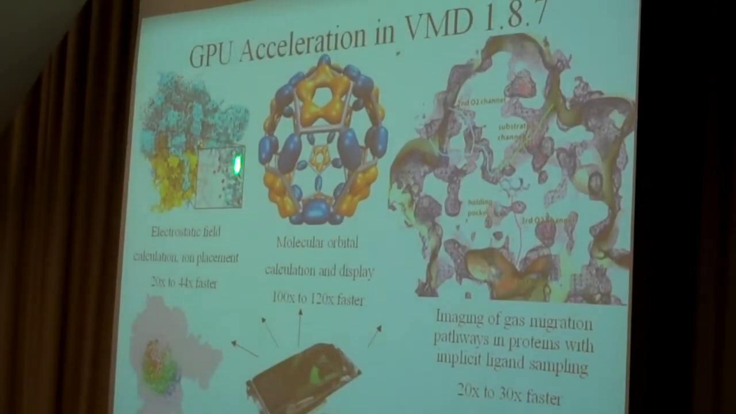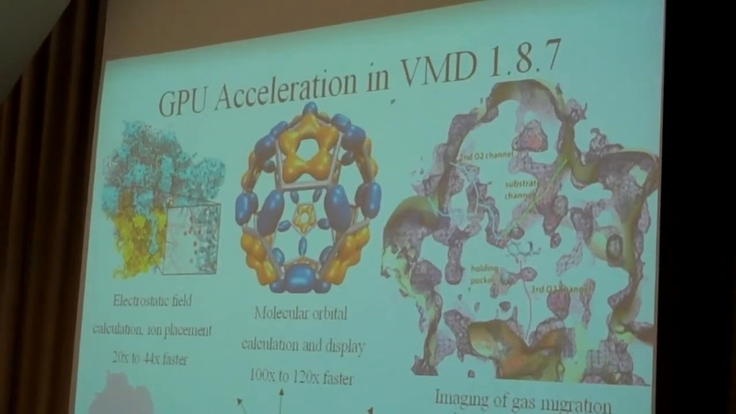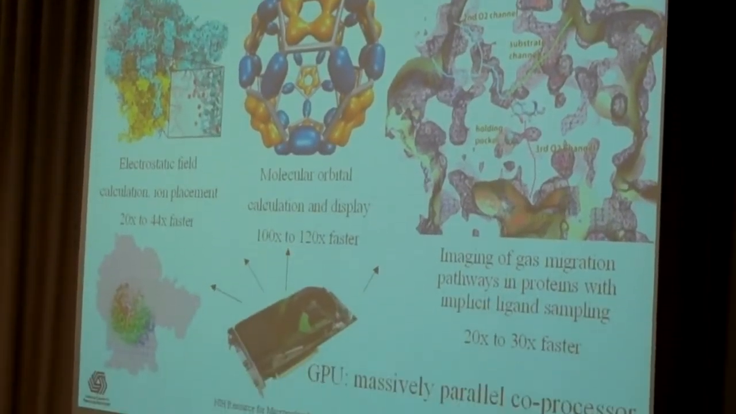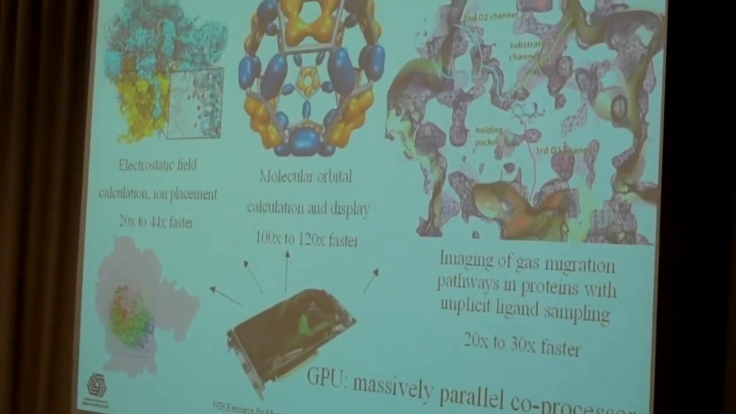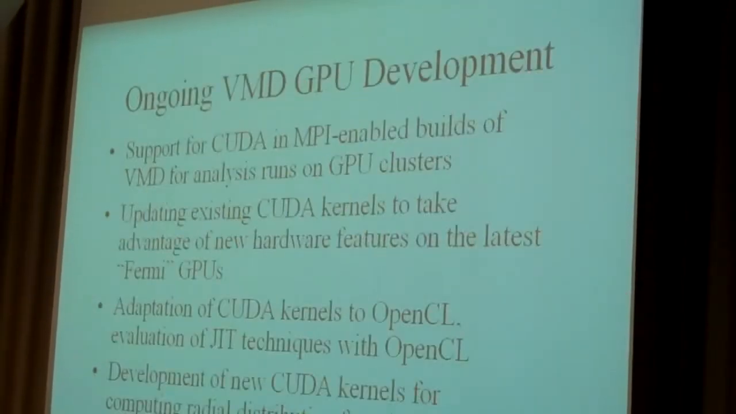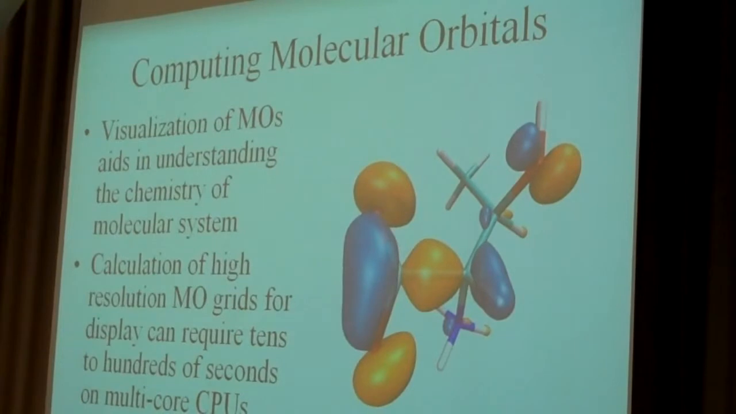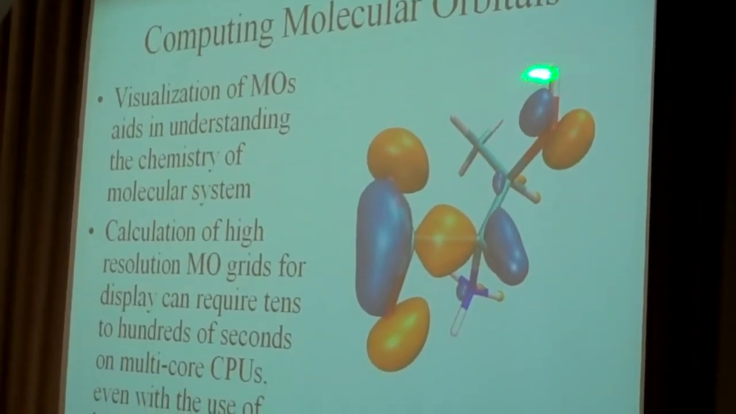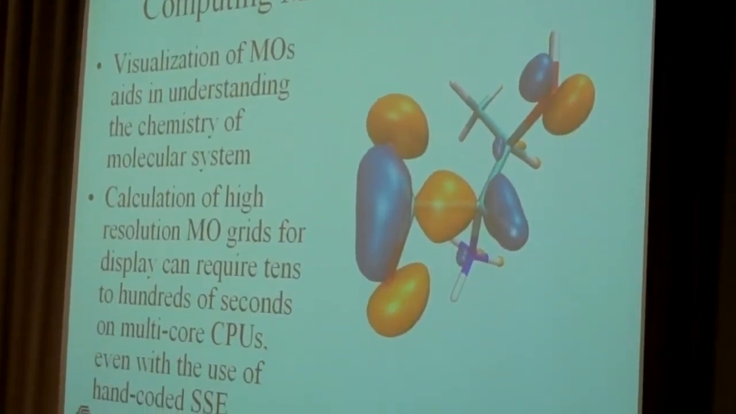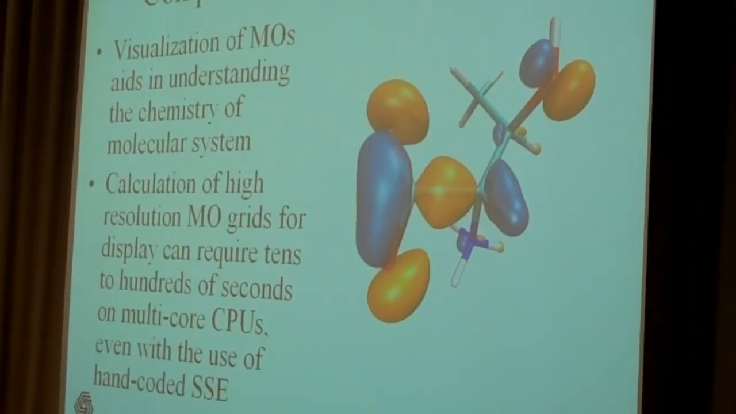And the calculation and display of molecular orbitals from quantum chemistry simulations are one of the key things that we wanted to accelerate relative to the way they used to perform. So I'll tell you a little bit about how we do that. Calculating these orbitals involves evaluating the orbital amplitudes on a regularly spaced lattice, and then walking through that lattice and computing isosurfaces, which are then displayed on the screen.